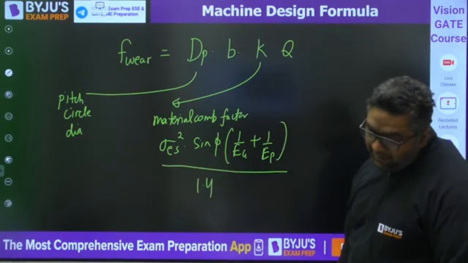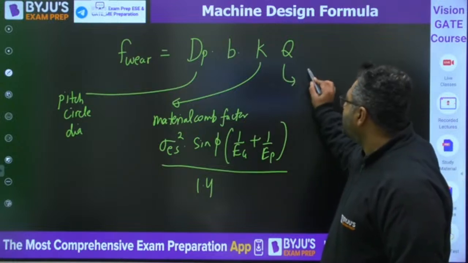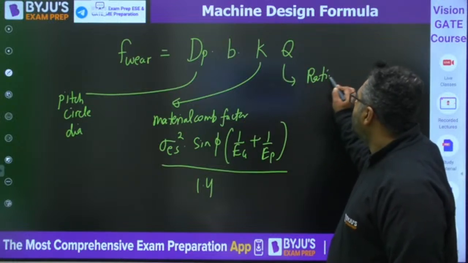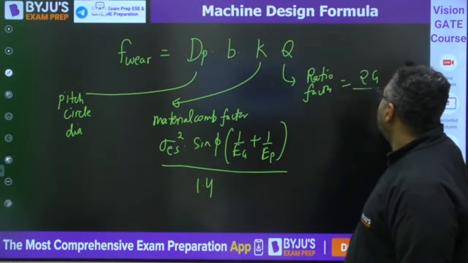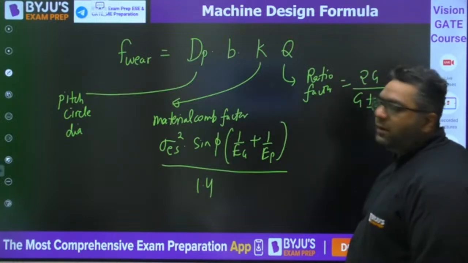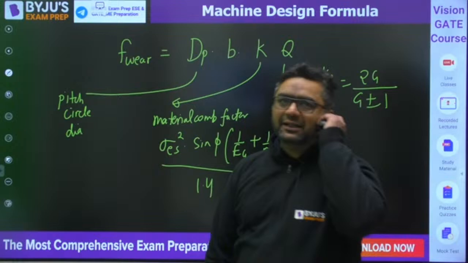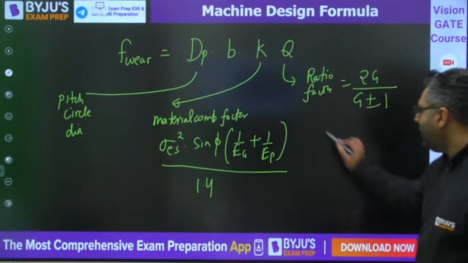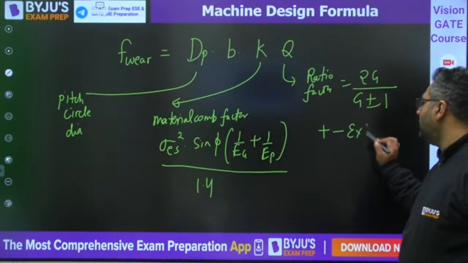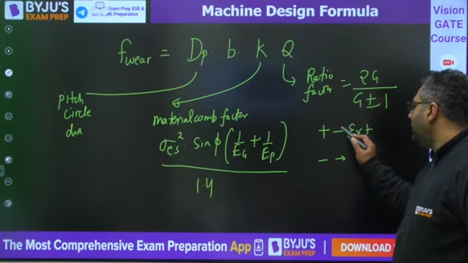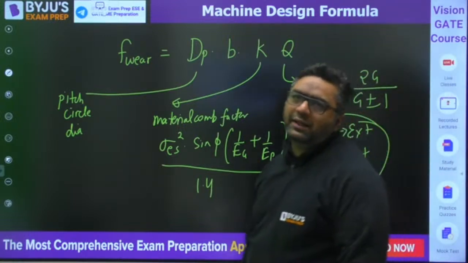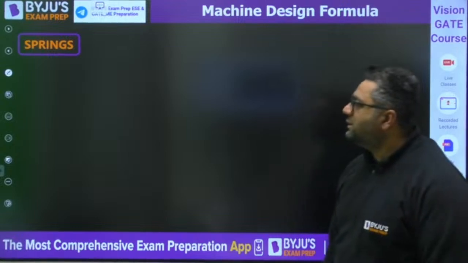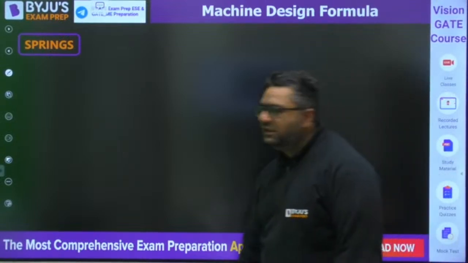And at the same time, you can write Q as the ratio factor. Ratio factor is defined as 2G by G plus minus 1, plus for external gearing, minus for internal gearing. So I am writing plus for external gearing, minus for internal gearing. Okay, guys, this is about the gears. Now the center distance I already told you, that we will see again.